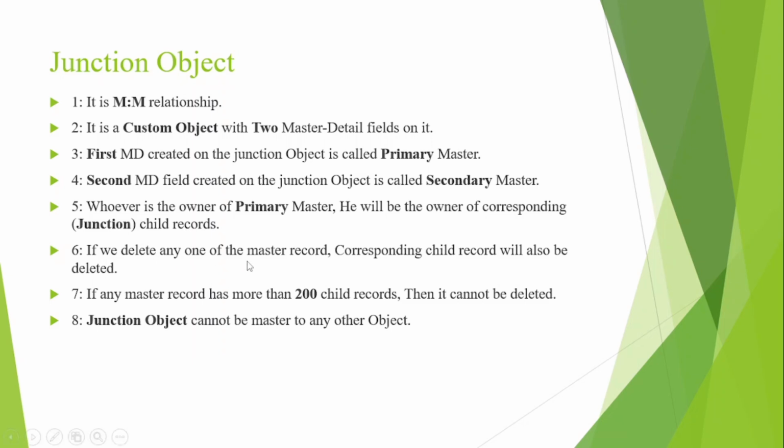If we delete any one of the master records, the corresponding child record will also be deleted. If any master has more than 200 child records, then it can't be deleted. So first, if you need to delete, you have to delete the child records, and then you are able to delete. A junction object cannot be the master of any other object. So if you try to make a junction object a master, you can't.